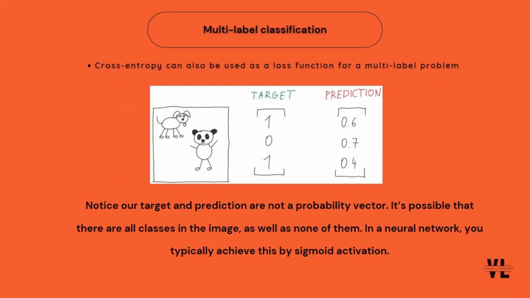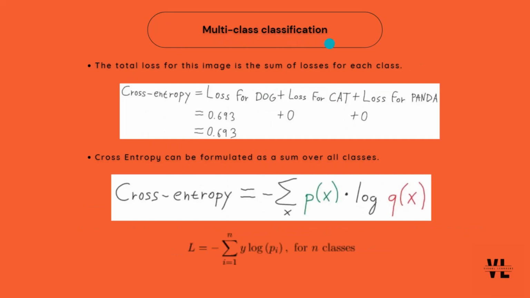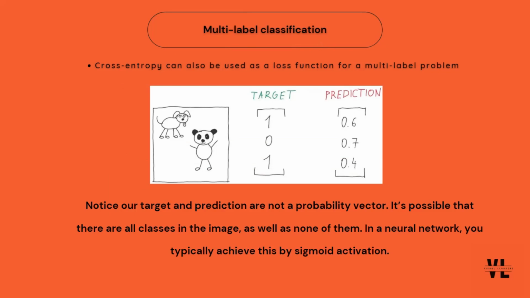Now, we have covered the case of multi-class classification. Now, there is a different problem that we haven't addressed before. That is, what if we have multiple labels in an image or an input data? Multi-label classification. First, we assumed that we only had one class per image, but what if we have multiple classes inside the image at the same time? Cross entropy can also be used as a loss function for a multi-label problem. Cross entropy doesn't have a problem whether you use a single class or multiple classes on a single image.